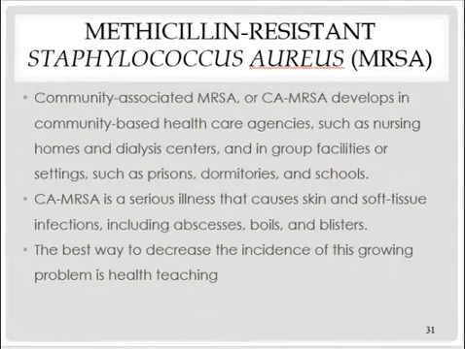Community-associated MRSA develops in community-based healthcare agencies such as nursing homes and dialysis centers, and in group facilities or settings such as prisons, dormitories, and schools. Community-associated MRSA is a serious illness that causes skin and soft tissue infections, including abscesses, boils, and blisters. The best way to decrease the incidence of this growing problem is health teaching.